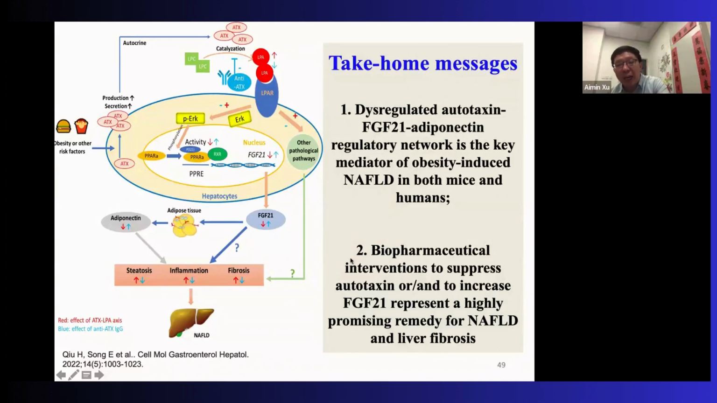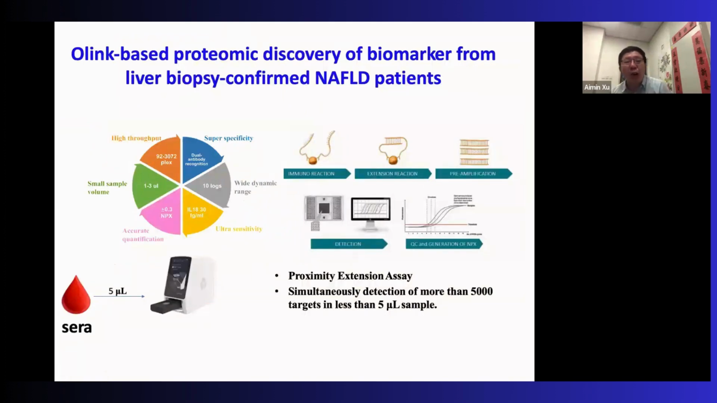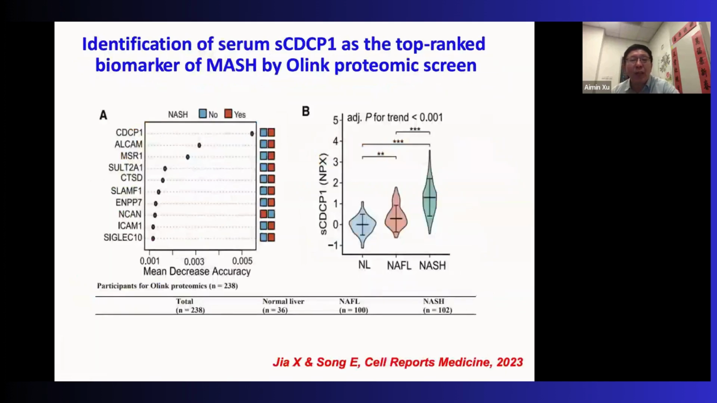In the last couple of minutes, I just want to talk about our recent finding of new biomarkers for MASH. We have established the Olink system, which is based in Switzerland. You can use this proximity extension assay to measure over 5,000 proteins in 5 microliters of serum samples. Using this technology, we have identified serum secreted CPCT1 as a top-ranked biomarker for MASH.